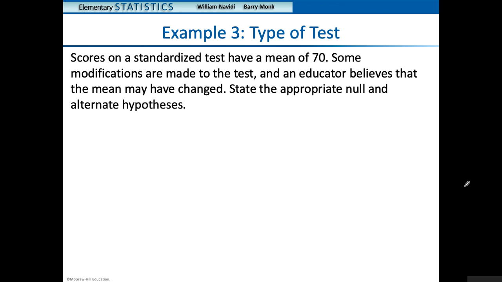Another example. Scores on a standardized test have a mean of 70.